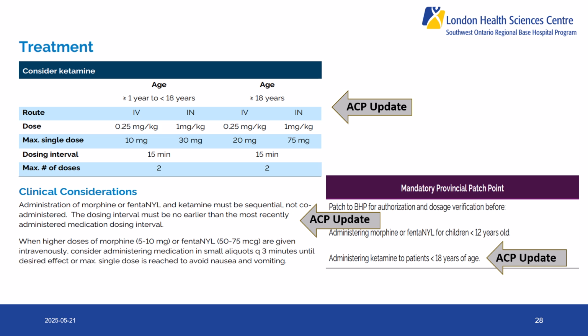Clinical considerations houses some important wording reminding paramedics that the administration of morphine or fentanyl and ketamine must be sequential and not co-administered. This means that if a patient received fentanyl first, they can be administered ketamine at least 5 minutes after the fentanyl. This is the most recently administered medication dosing interval. A second example of this would be if a patient received ketamine first, they can have either morphine or fentanyl administered at least 15 minutes after the ketamine, as 15 minutes is the dosing interval of ketamine.